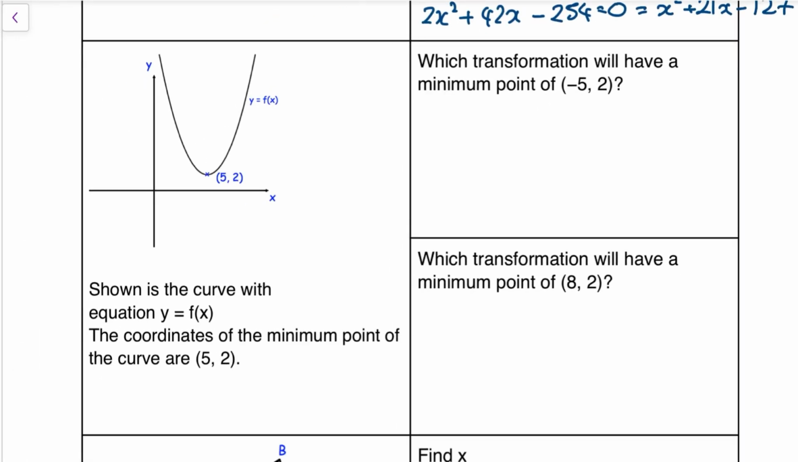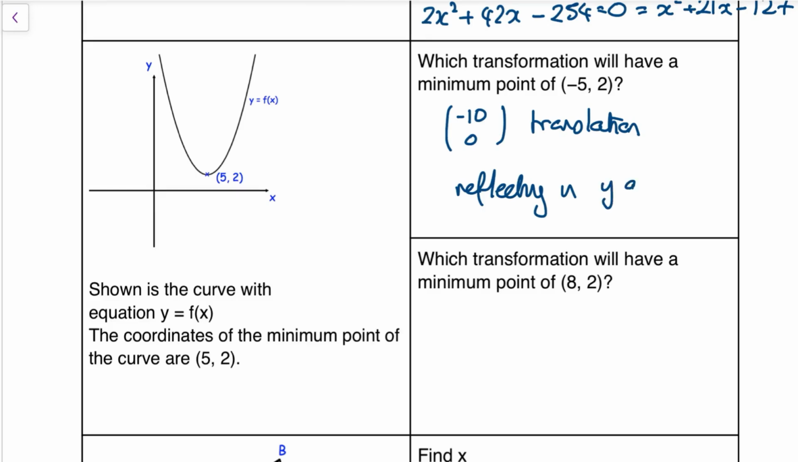What do we have? Shown is a curve with equation y equals f of x, with coordinates of the minimum point 5, 2. Which transformation will have a minimum point of minus 5, 2? So in other words, I'm moving it over to here. Well, 2 things are happening. You could say, first of all, that I'm translating it 10 to the left, because I'm going from 5 to minus 5 and the y values are staying the same. So it's a translation of minus 10, 0. Or I could say I'm reflecting it in the y axis.